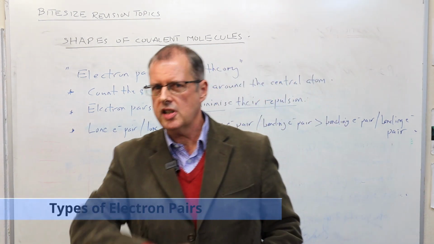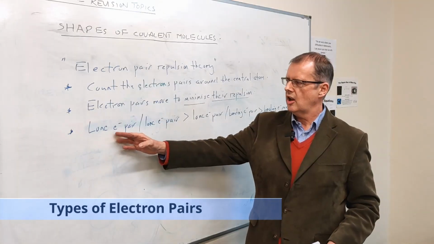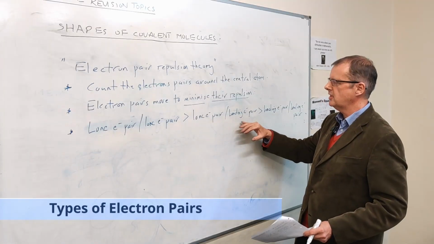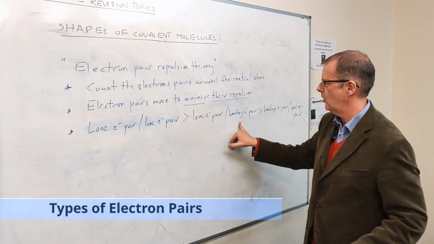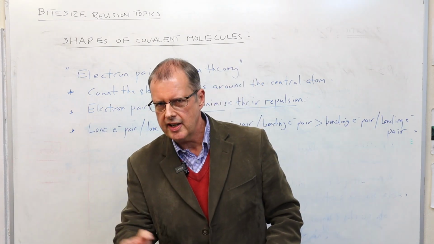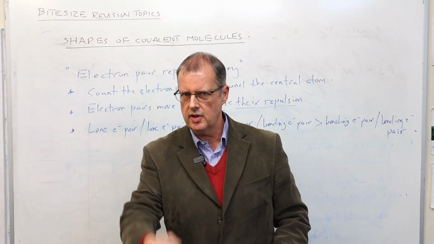Now, there are different types of electron pairs. What's called lone pairs have the strongest repulsion. Lone pair, bonding pair is the intermediate repulsion, and weakest is bonding pair, bonding pair. I'll explain what those terms mean through the examples.